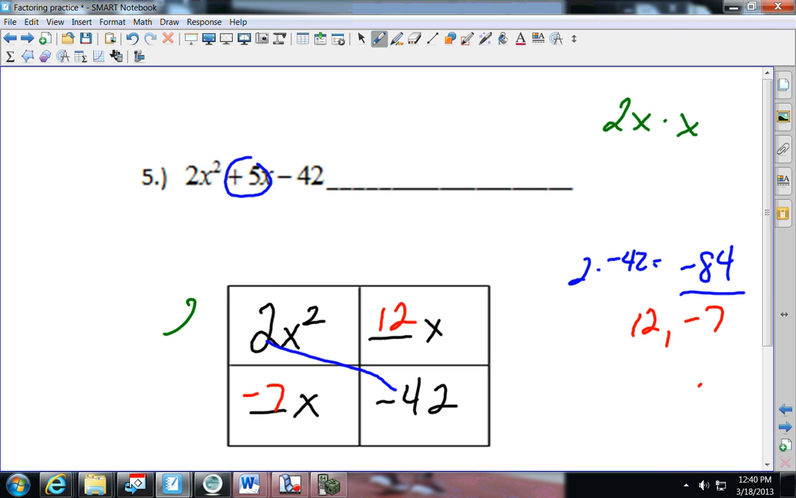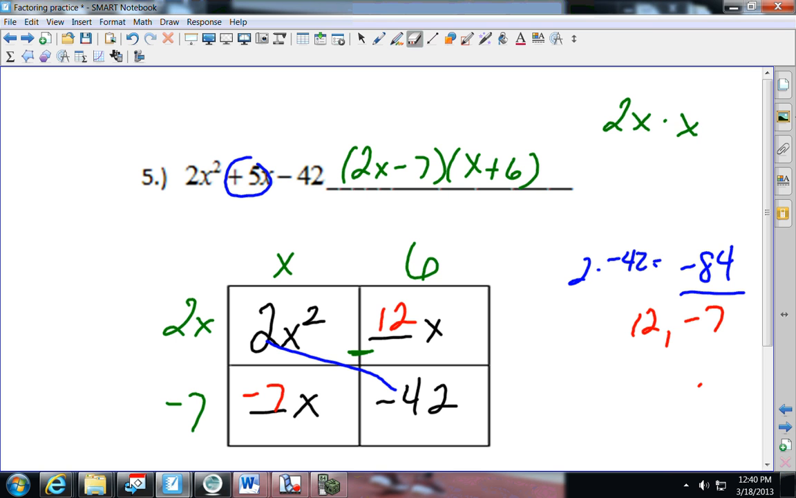Because then if I put the 2x here and the x here, 2x times what gives you 12x? 6. X times what gives you negative 7x? Negative 7. That makes sense because out of these two boxes, what's the GCF? Does 2 go into 12 and 2 go into 2? Yes, that's why the GCF comes out over here. So now my answer is 2x minus 7 times x plus 6.